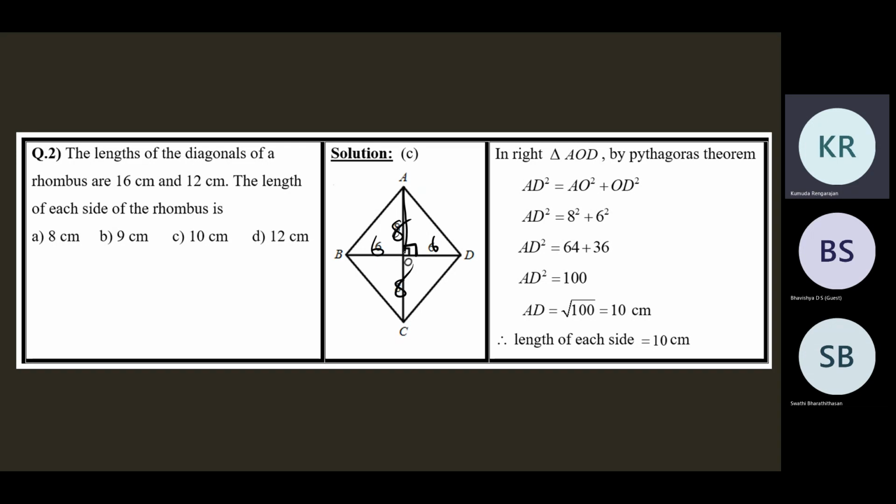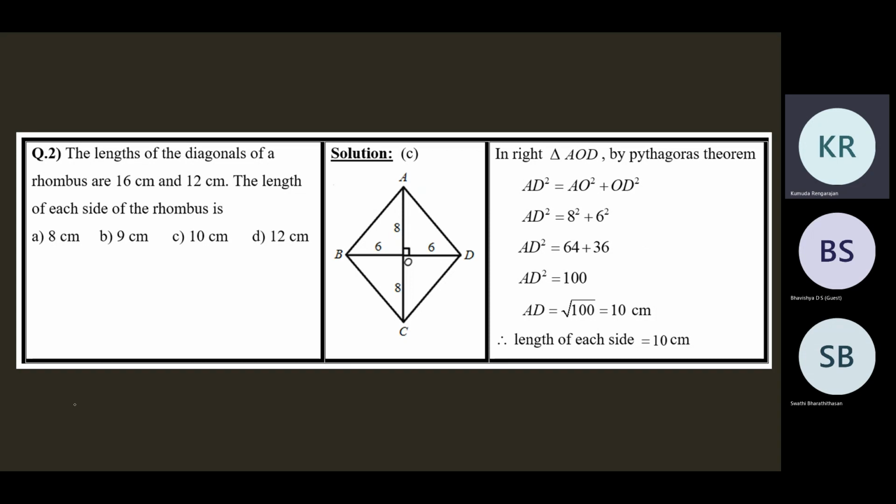So this one is a right triangle. There are 4 right triangles. You can take any one. All these 4 triangles are right triangles. Now when you take up this right triangle, 8, 6. So we need to find the hypotenuse AD. By Pythagoras theorem, in right triangle AOD, write the result and then substitute the values, and AD is equal to 10 centimeters.